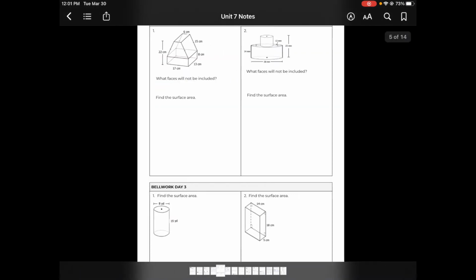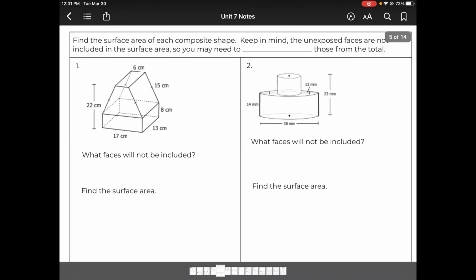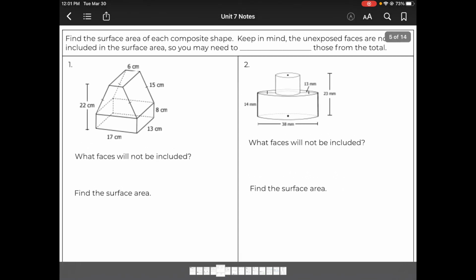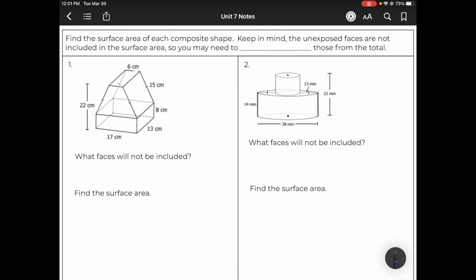All right, let's go ahead and turn the page and take a look at just a couple more examples. At the end of the last lesson, we talked about composite figures. Well, that applies to three-dimensional shapes as well. The idea of composite shapes is that we can just add their individual components to get a total surface area.